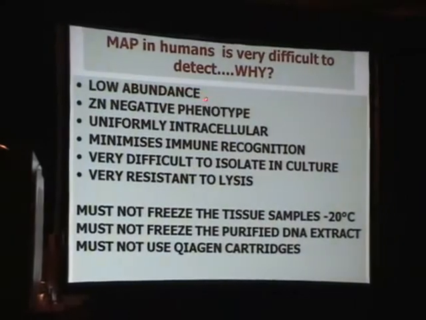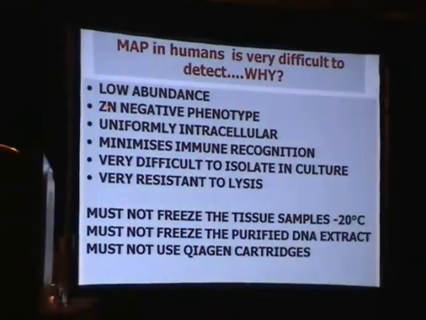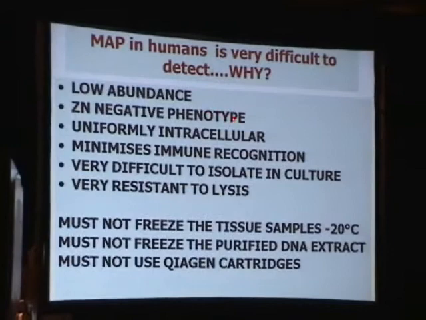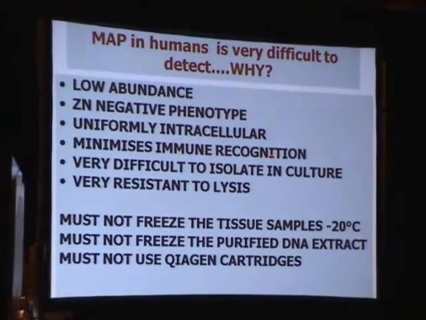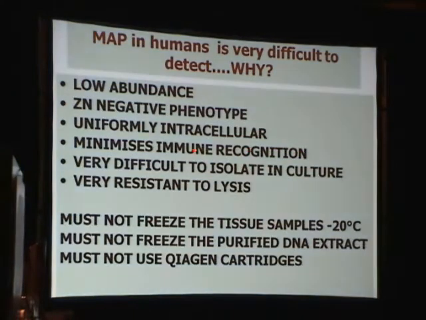It is present in low abundance. It's uniformly Ziehl-Neelsen negative. It cannot be seen microscopically. It's intracellular. It minimizes immune recognition. It is completely different to infection with M. tuberculosis. It is extraordinarily difficult to isolate and propagate in subculture. It's extraordinarily resistant to lysis.